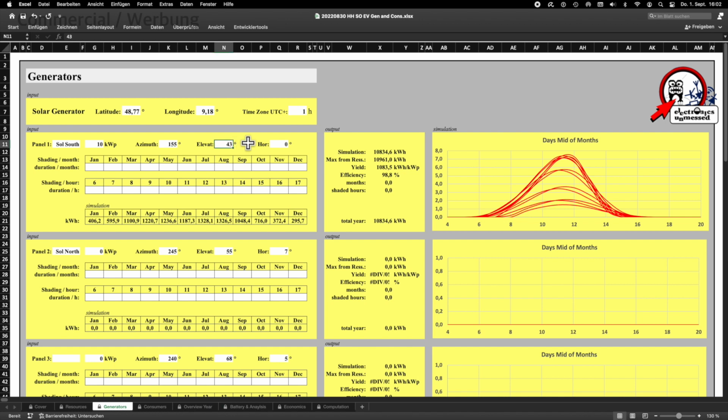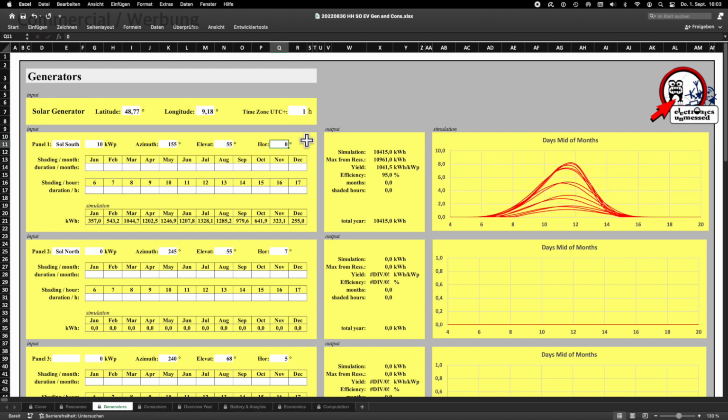Our actual azimuth is 155 degrees, the elevation is 55 degrees, and the horizon angle we found for our location is 7 degrees, as mentioned before. Now the yield derived from our simulation is 93.2% compared to the optimum, which is acceptable. We can achieve this in reality as long as there is no shading of the panels.